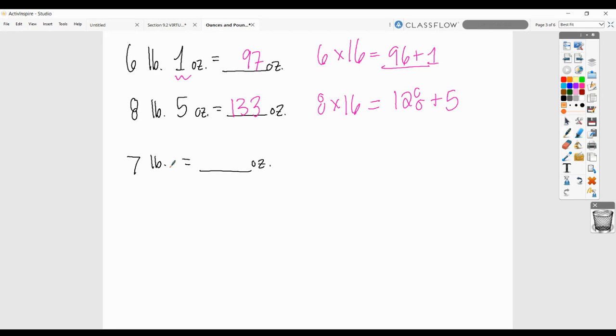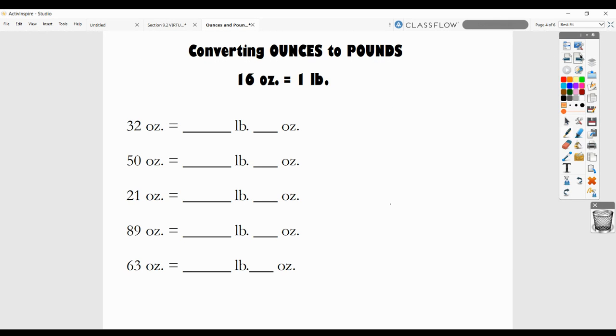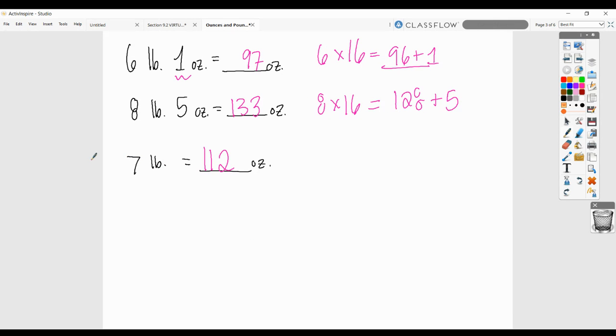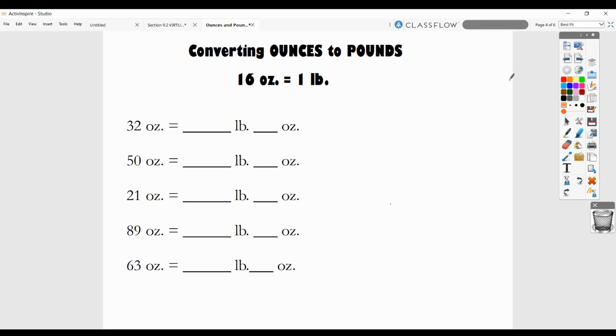Last one, if there's no ounces, that's even easier. You just take your pounds and multiply it by 16. That's how many ounces you have. 112 for 7 pounds. Now, the trickier part comes where we are going from ounces and then going back to pounds and a few extra ounces maybe.